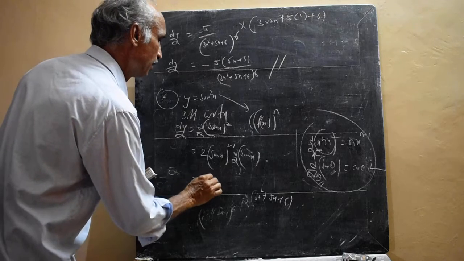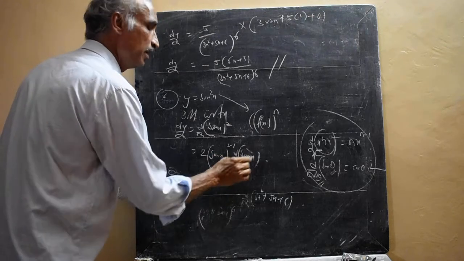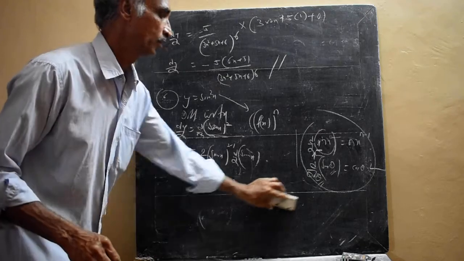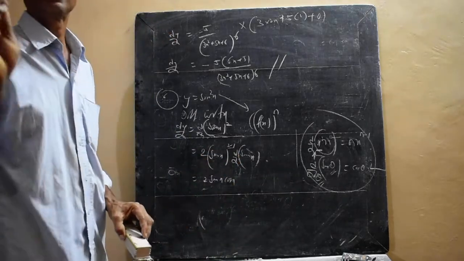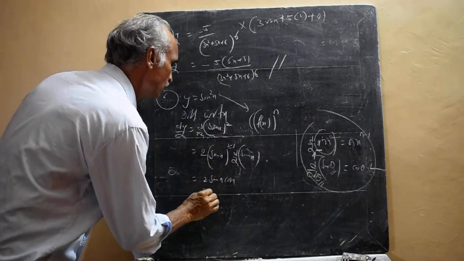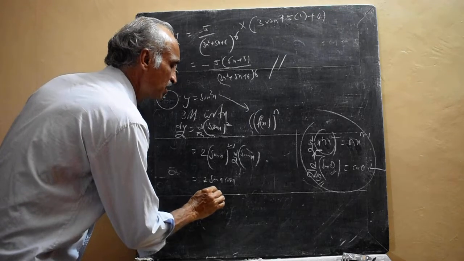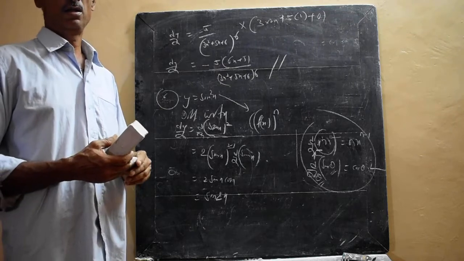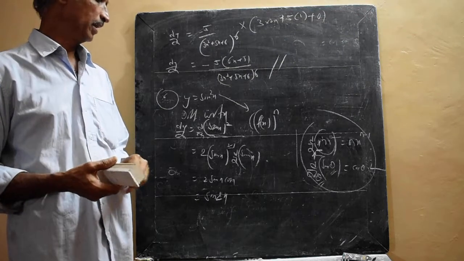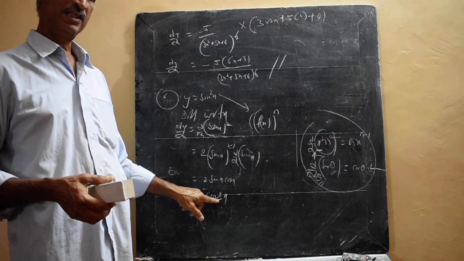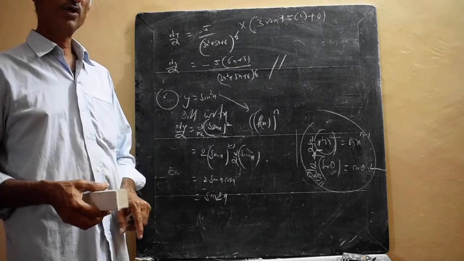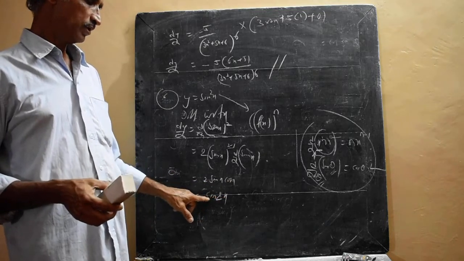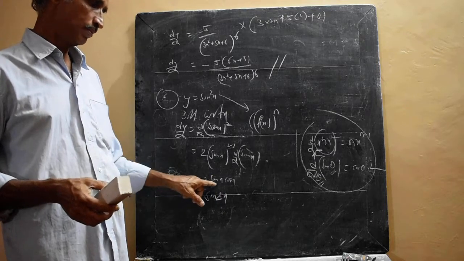Now, it is 2 times sin x. D by dx of sin x is cos x. Raised to 2 minus 1 is 1, and sin x raised to 1 is sin x. That equals 2 times sin x cos x, which is sin 2x. A very useful trigonometry formula, the multiple angle formula. It is called a multiple angle formula because the angle is not x, it is 2x, 2 into x. Therefore, sin 2x is 2 times sin x cos x.